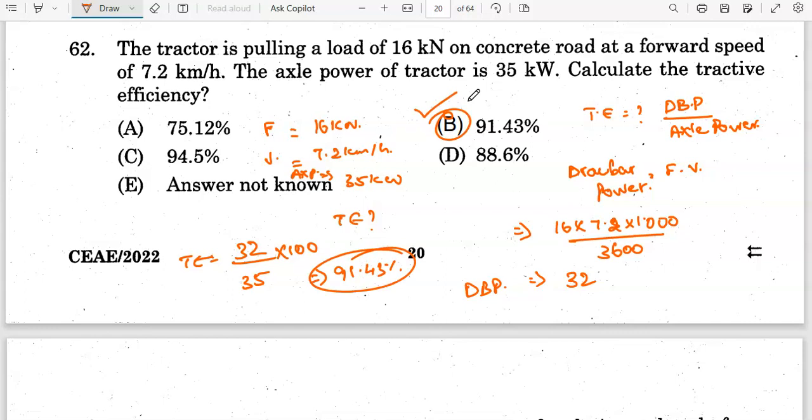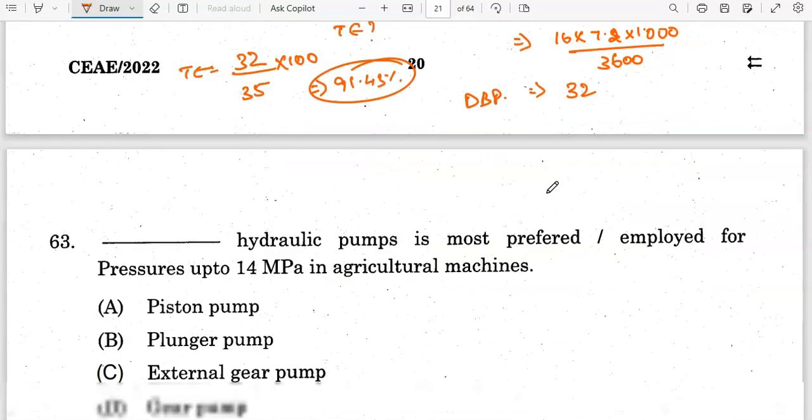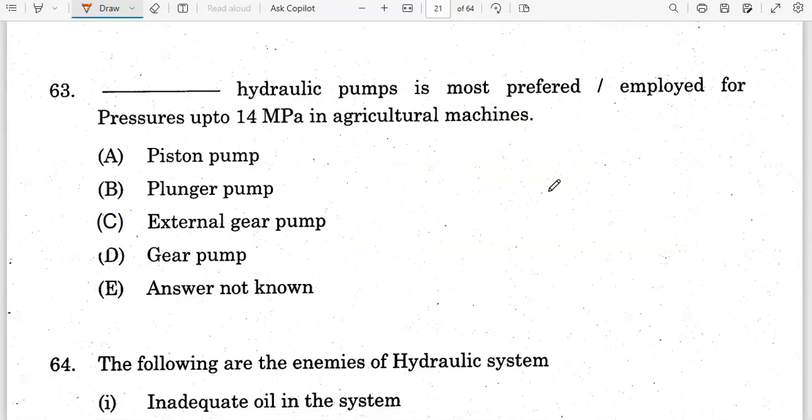So next question. Dash hydraulic pumps are most preferred and employed for pressures up to 14 megapascal in agricultural uses. So it is external gear pump. Option C is the correct answer. External gear pumps are used for pressure up to 14 megapascal.